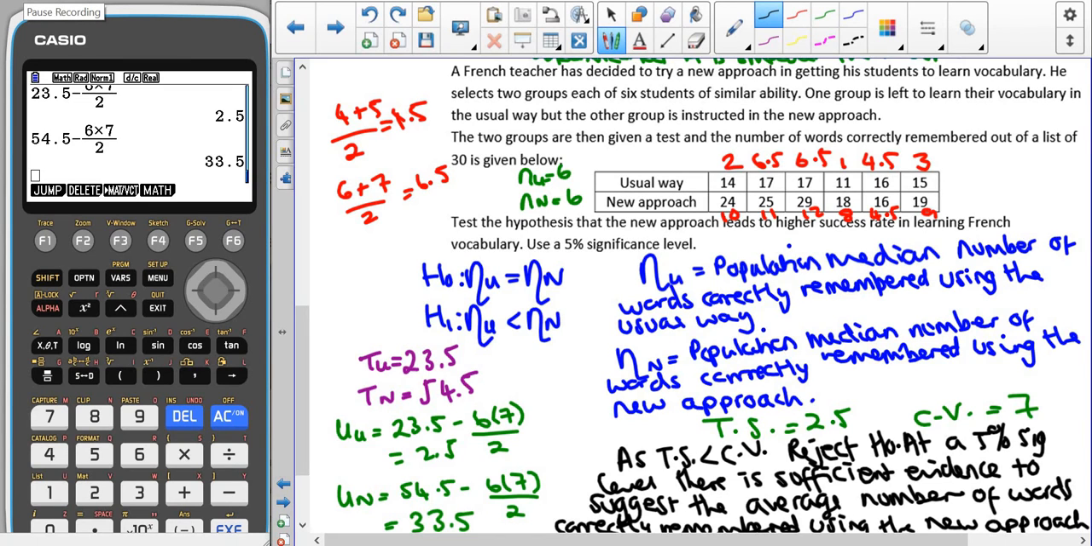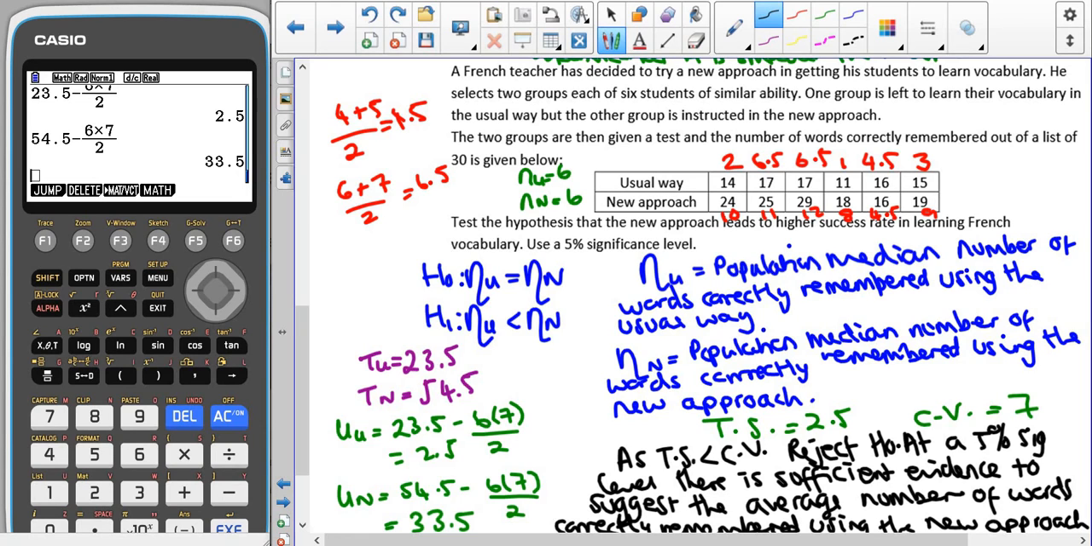So hopefully you paused the video and gave the Now You Try question a go. So here we have a French teacher has decided to try a new approach to getting his students to learn vocabulary. He selects 2 groups, each of 6 students of similar abilities. One group is left to learn their vocabulary in the usual way, but the other group is instructed in the new approach. The 2 groups are then given a test, and the number of words correctly remembered out of a list of 30 is given. So we can see the data for the usual way and the data for the new approach. Test the hypothesis that the new approach leads to higher success rate in learning French vocabulary. Use a 5% significance level.